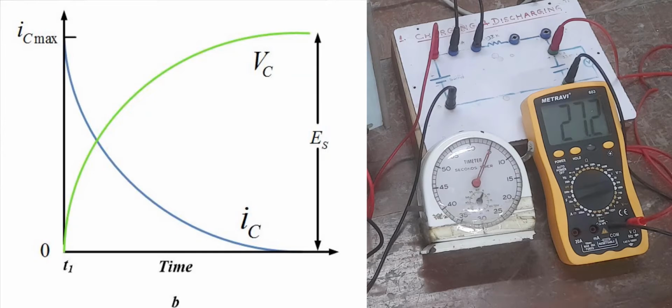As you can see on the screen, I have shown a graph which is charging of the capacitor and the voltage and current during the charging process. You find that the voltage is increasing and the current is reducing. You can also see that the nature of the curve is exponential. The next reading over here is 27.7.